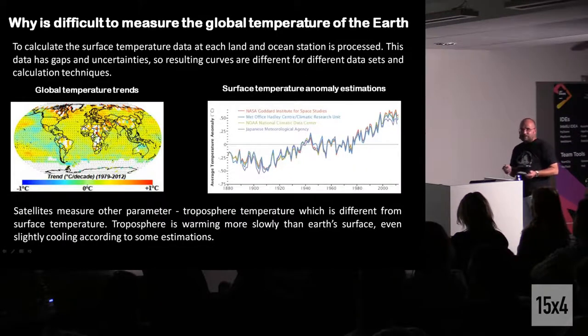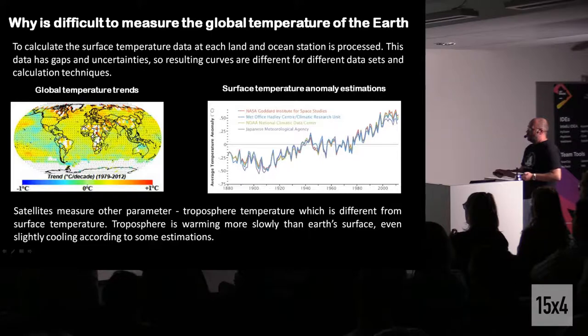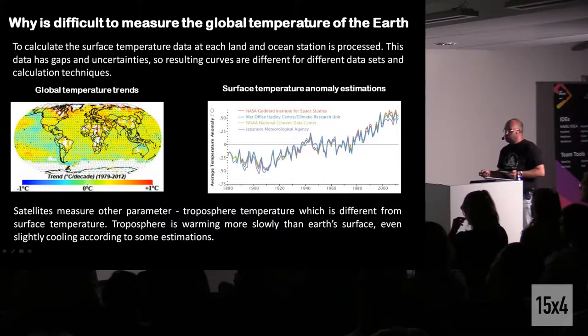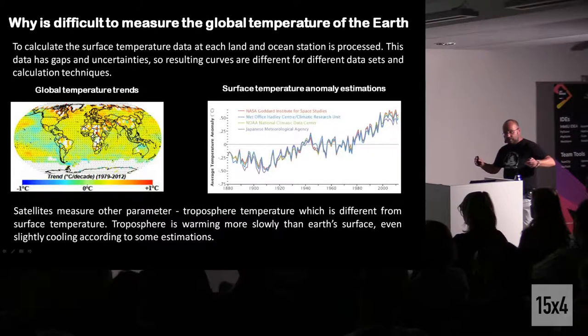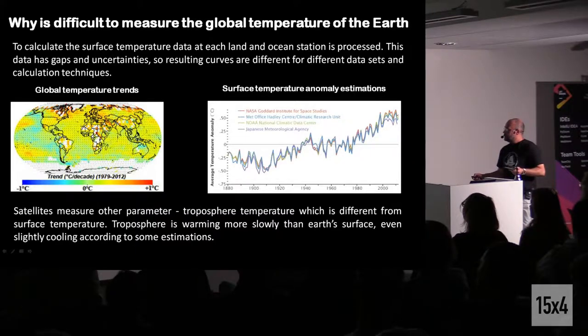Why is it interesting to use this resonance and not to measure the temperature in a direct way? Because it is very hard to calculate global temperature, the average temperature. You can easily measure the temperature at every meteorological station. This picture shows the changes of temperature in different places of the world according to meteorological observations. In some regions you can observe an increase of temperature, in other regions a decrease. If you want to have the global picture, you need to average all this data and use some technique of calculation to calculate the changes of temperature.